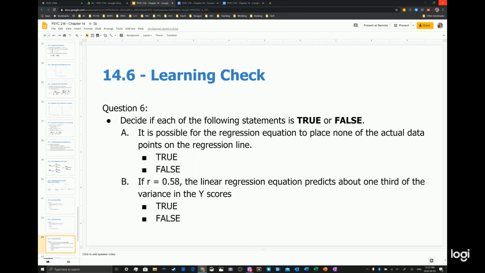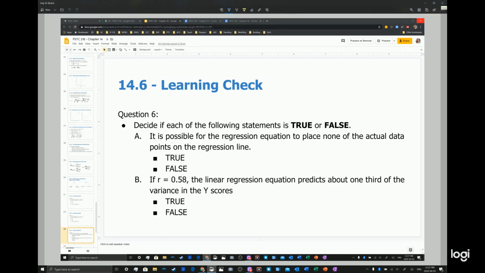Okay, 2 questions. That's true or false, not true and false. A, it's possible for the regression equation to place none of the actual data points on the regression line. True or false? Next, B, if R, the correlation coefficient, is 0.58, the linear regression equation predicts about 1/3 of the variance in the y-scores.